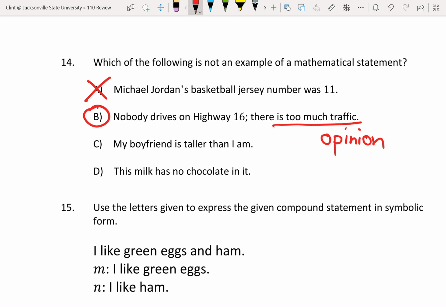So that's the one that's not a mathematical statement, but we should check the other ones too, just to make sure. C says my boyfriend is taller than I am. That's either true or false, so that would be a mathematical statement. And then D says this milk has no chocolate in it. That's either true or false, so that one is a mathematical statement also.